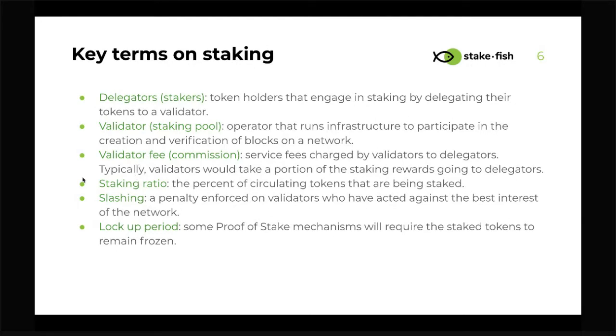The next key term I want to share is the staking ratio, which is the percent of circulating tokens on a network that are being staked. There's also something called slashing, which is a penalty that is enforced on validators who have acted against the best interest of the network. And finally, another key term to remember is the lockup period. Some proof of stake mechanisms will require these staked tokens to remain frozen for a period of time. And so once you engage in staking, you will not be able to move your tokens to another address, and you'll need to wait for the lockup period to end.